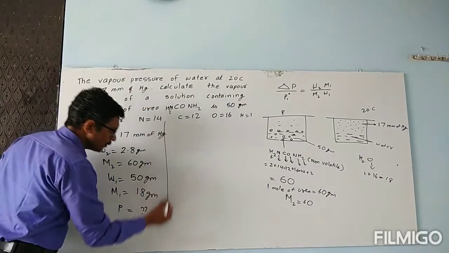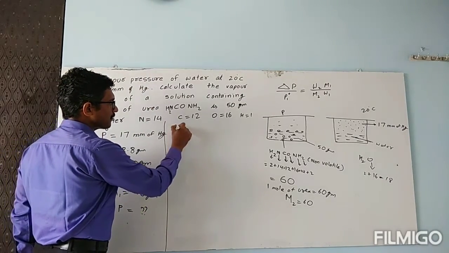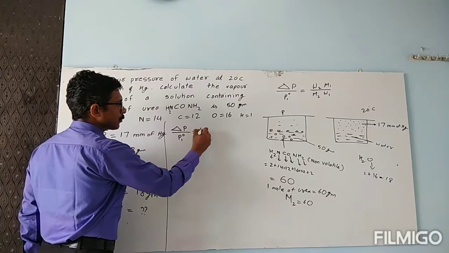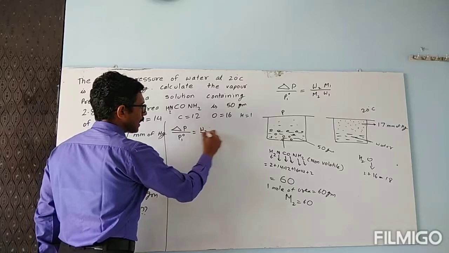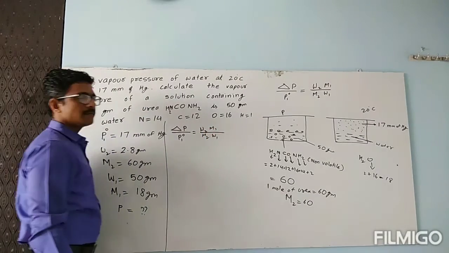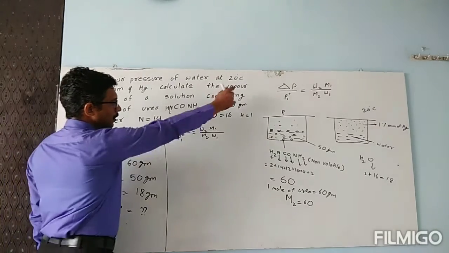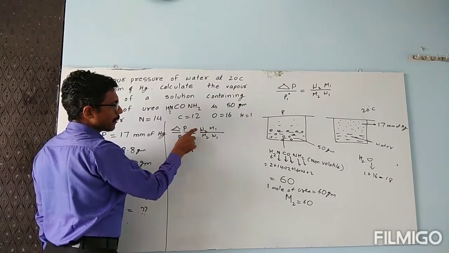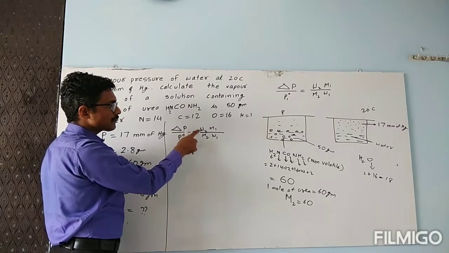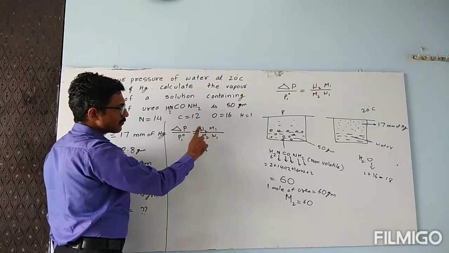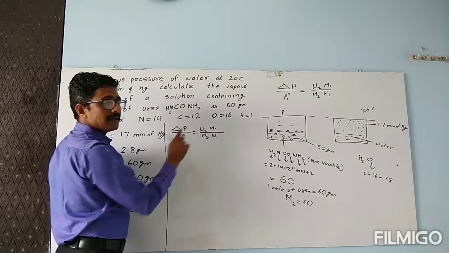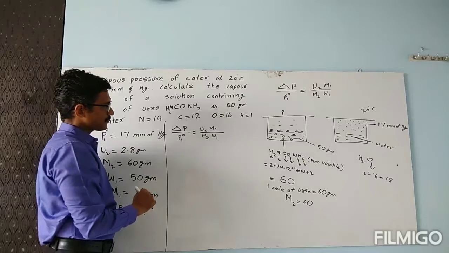Children, as I told you, for this entire concept we have got only one formula. Delta P upon P1 standard equals W2 upon M2 and then M1 upon W1. To remember this formula, remember only one thing: W2 upon M2, that is the number of moles of solute. Others will be just the reverse of that. W2 upon M2, then you write M1 upon W1, opposite to that.